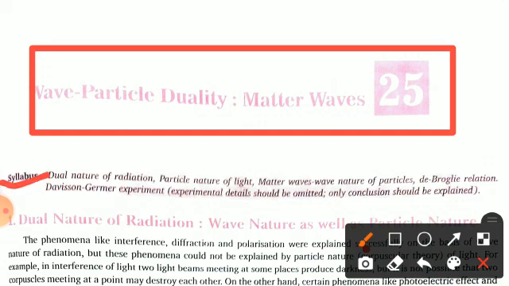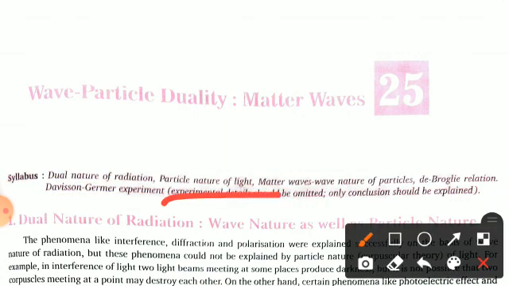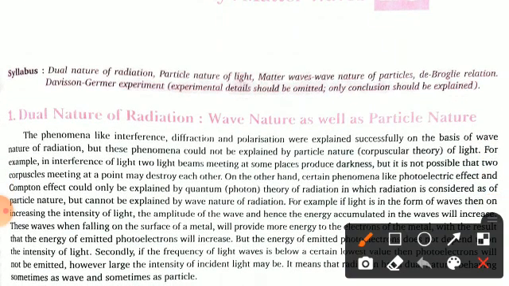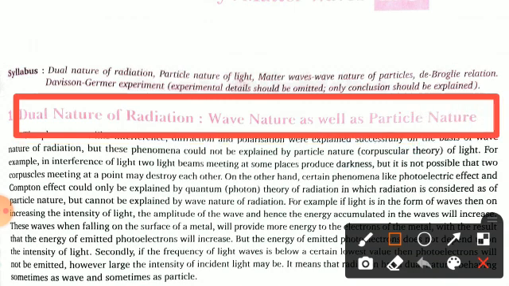This is your syllabus. In this chapter, first we have to discuss the dual nature of radiation, particle nature of light, matter waves, wave nature of particle, de Broglie radiation, and the Davisson-Germer experiment. Experimental details should be omitted, only conclusions should be explained here. So first we are going to discuss the dual nature of radiation, which is the wave nature as well as the particle nature.